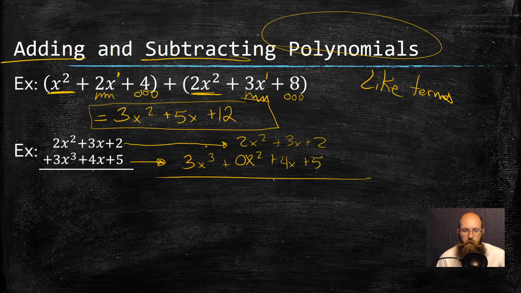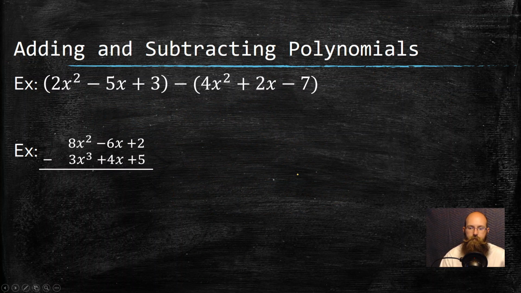So 3x cubed, and then I don't have anything above it, so I'm just going to bring that down. 2x squareds plus no x squareds gets me still 2x squareds. Then 3x and 4x gets me 7x. 2 and 5 get me 7. And then that is it for this one.